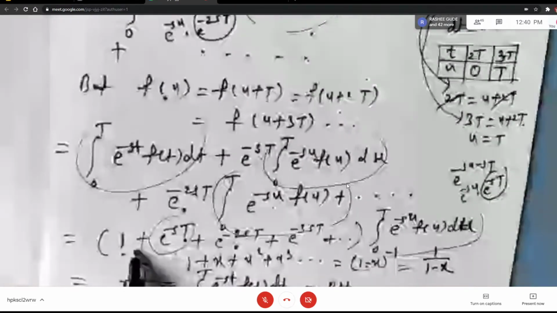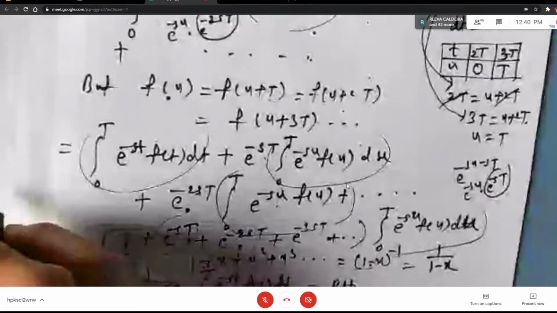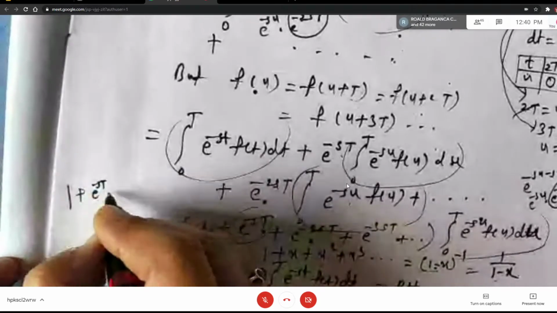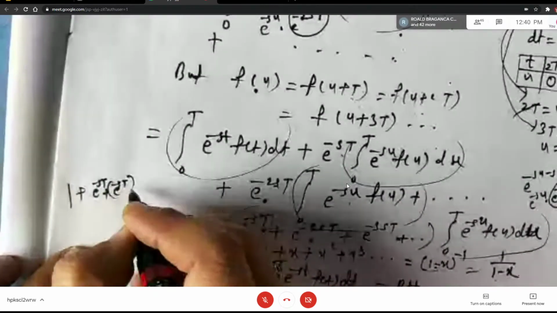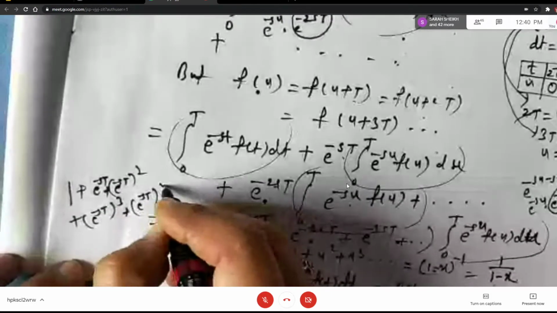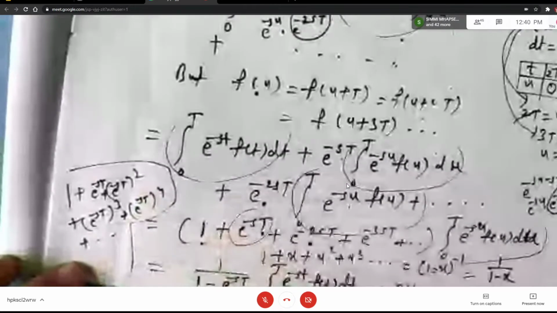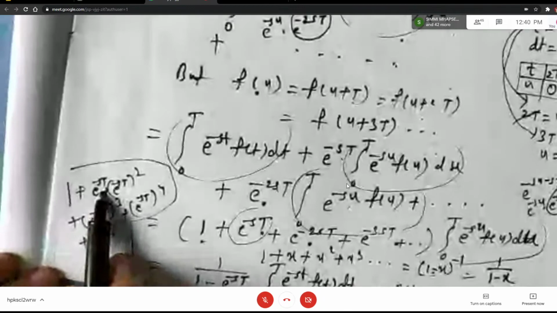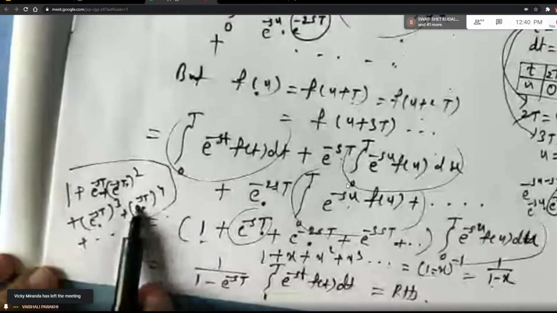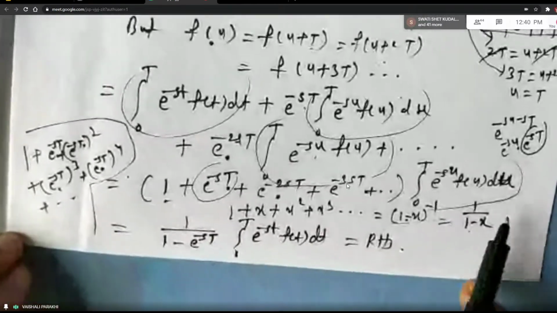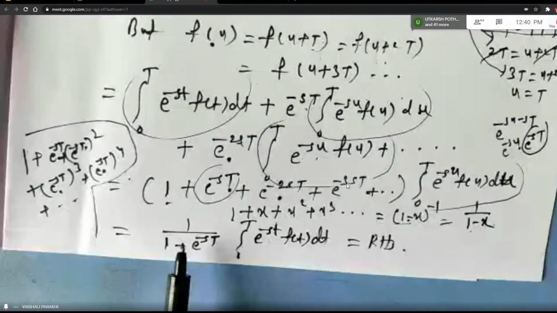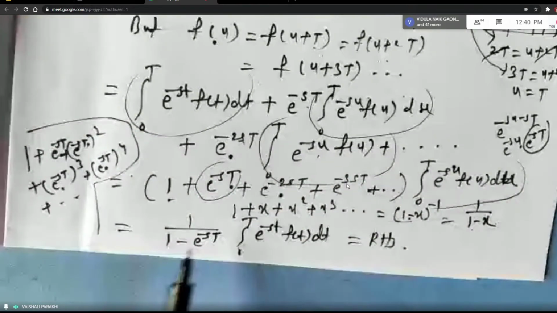Because see, if you write it again, how will it be? 1 plus e raised to minus st plus e raised to minus st bracket square plus e raised to minus st bracket cube plus e raised to minus st bracket raised to 4 and so on. Means what? 1 plus x square plus x cube plus x raised to 4 and so on. So what is x here? x is e raised to minus st, no? So according to this expansion, it is 1 upon 1 minus x value of this series. Therefore, it is 1 upon 1 minus e raised to minus st.